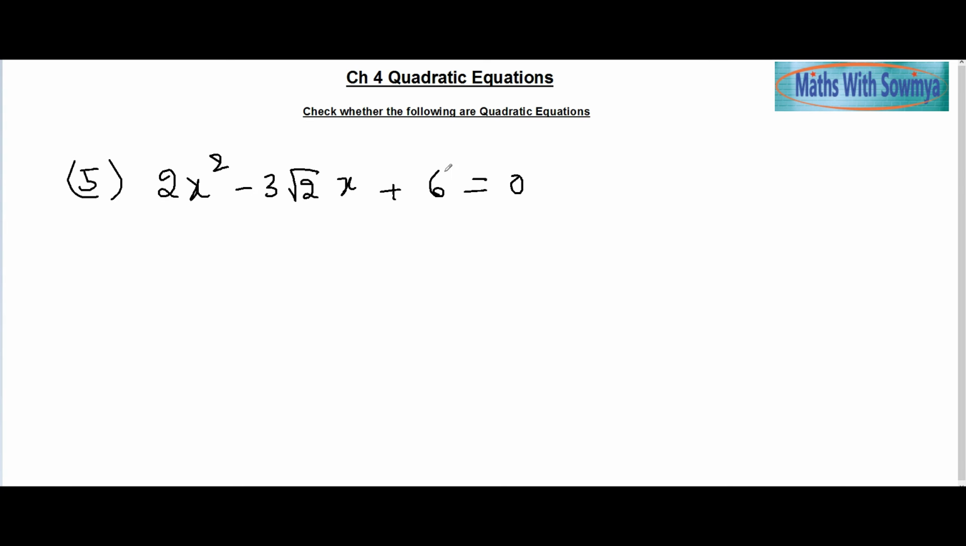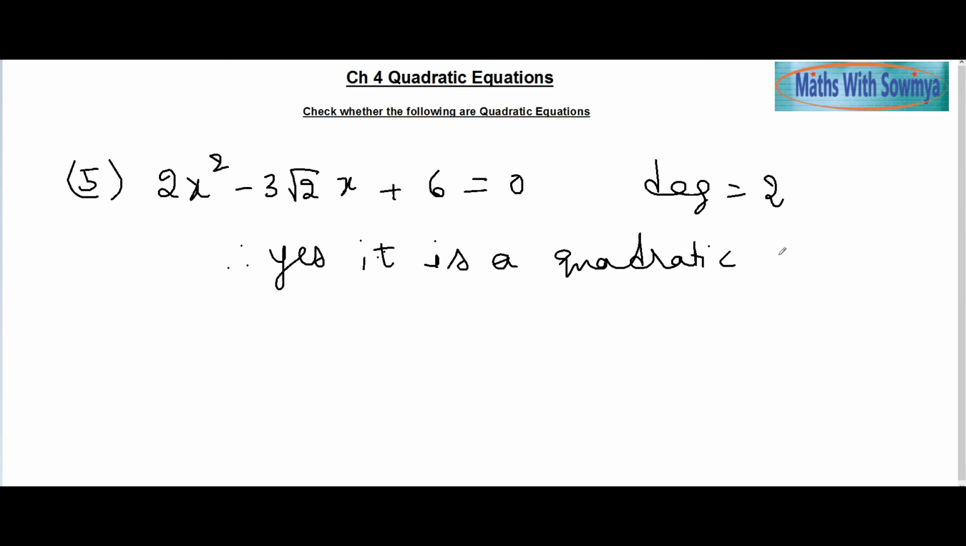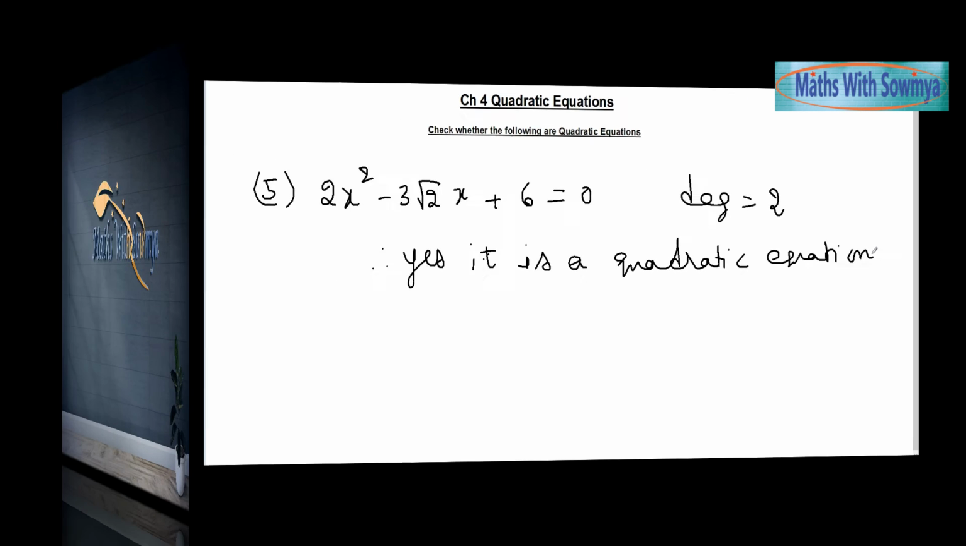The highest power here for this equation is 2. That means degree is 2. Therefore, yes, it is a quadratic equation.